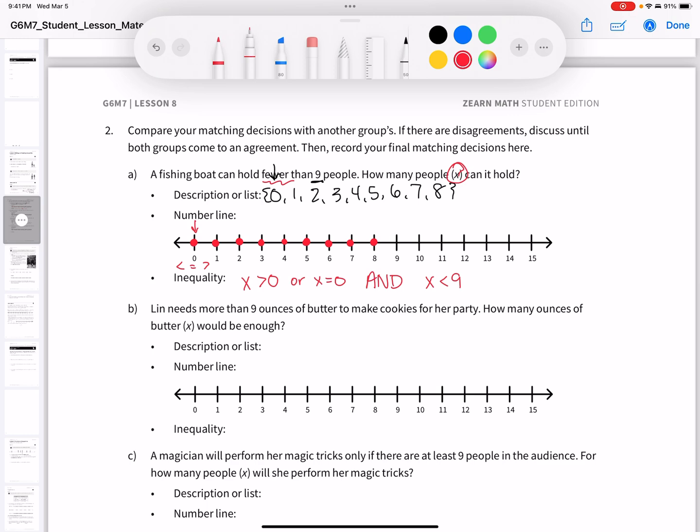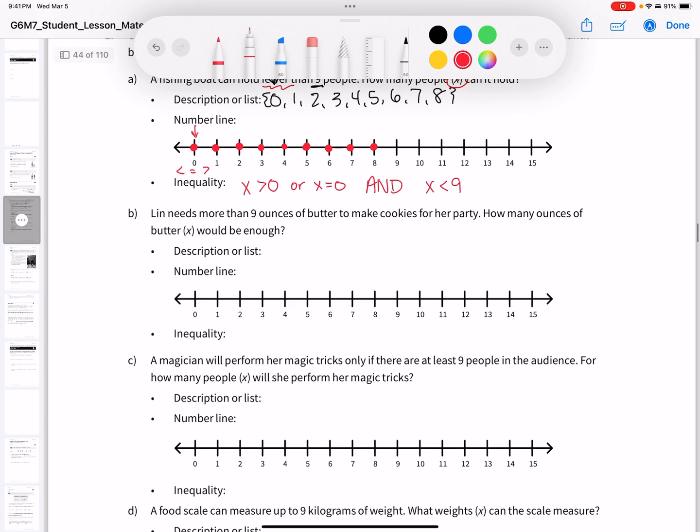Okay? Let's look at B. Lynn needs more than 9 ounces of butter. So with butter, can I have a half an ounce of butter? Can I have a fourth of an ounce of butter? I can. So this doesn't have to be like this one where we have individual dots.